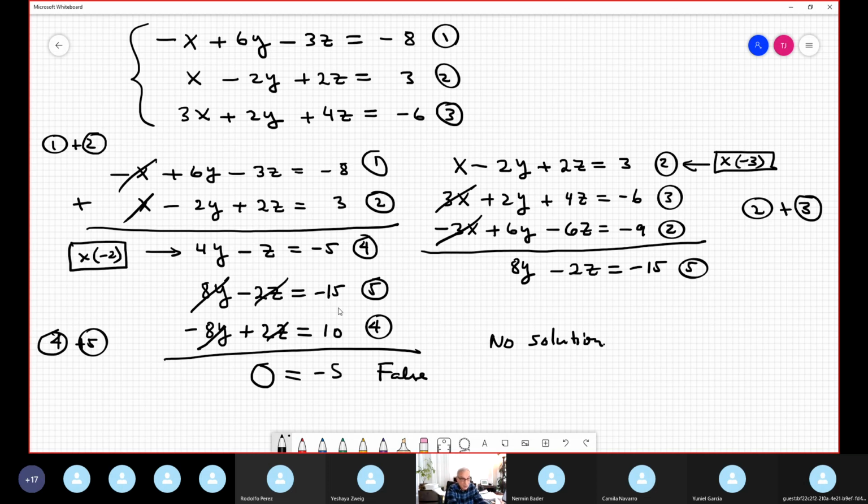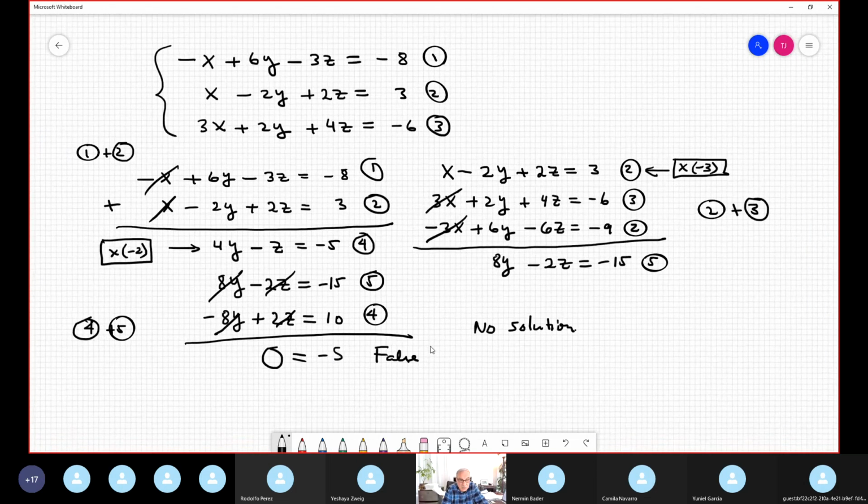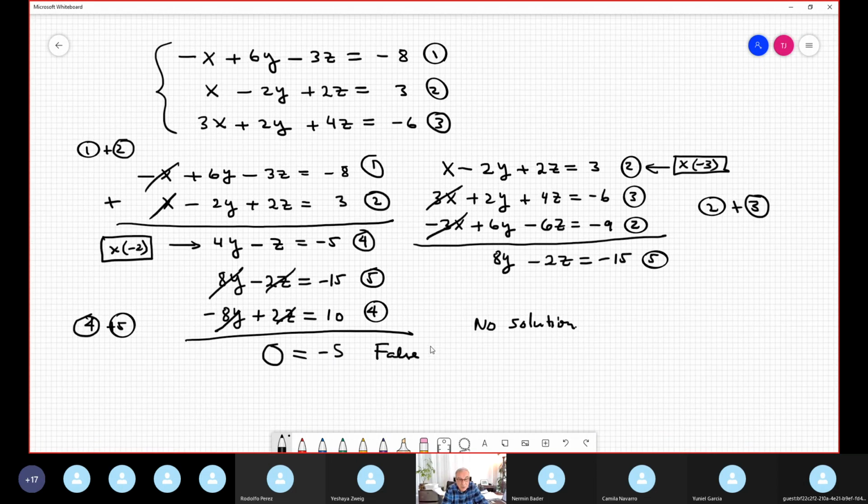So that means that this triplane, if you want to see it geometrically in GeoGebra, well, we can. Any question? It's similar, right? Similar to the 2 dimensions. You get the contradiction, a variable disappears, and you get the contradiction, so that means no solution. So these equations have no common point. Okay. Good, very good.